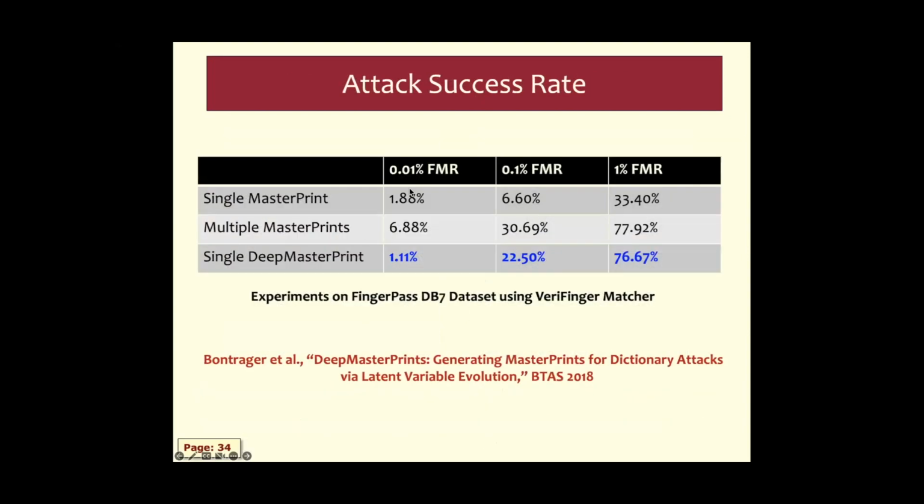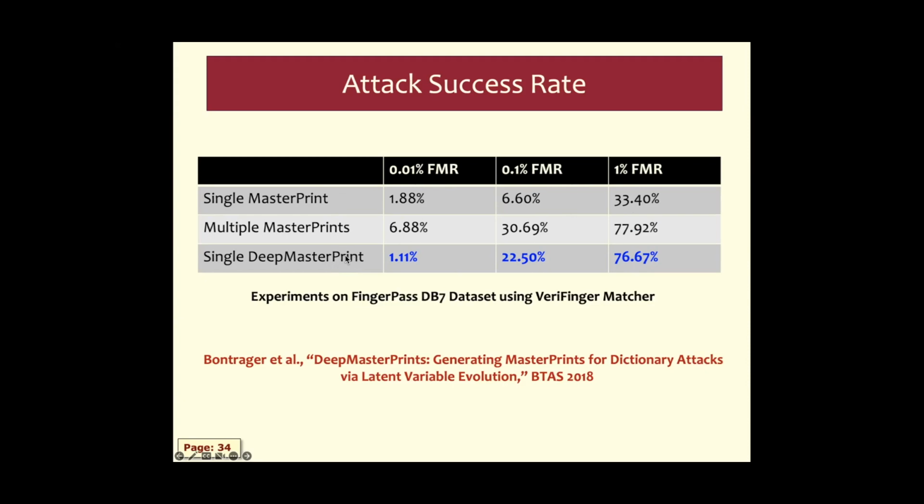And just to see some numbers, let's assume that your fingerprint system is operating at a false match rate of 0.01%, or 0.1% or 1%. If you use a single master print from our original paper, which was not generated using GANs, this is the success rate. At 0.01%, the success rate is 1.88%. At 0.1%, it's 6.6. At 1%, it actually goes up to 33.4. In our original paper, we also used a set of 5 master prints. That means if the first one fails, we try the second one. If the second one fails, we try the third one. And there are 5 because in many phones, after 5 unsuccessful attempts, the phone will lock down itself. So if you use multiple master prints, then in our original paper at 0.01 FMR, it's 6.8. And at 1%, it is 77.